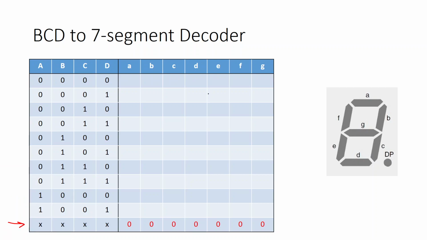So since we are using active high, I will only point out those particular LEDs which will be activated. For combination 0000, I know that I should glow up a 0 digit, and to glow up the 0 digit, G must not be activated, all the others will be activated. That means G will be 0, others will be 1.